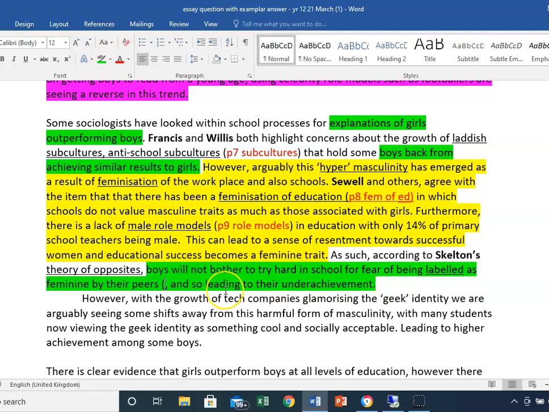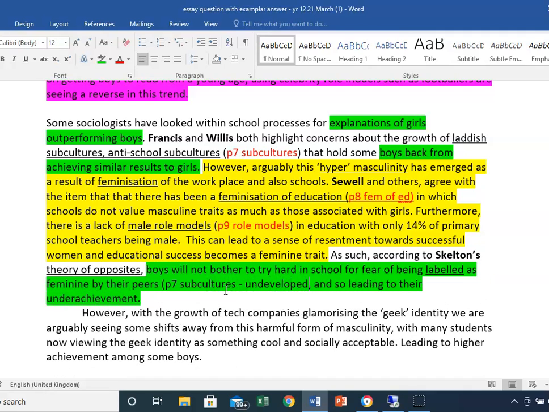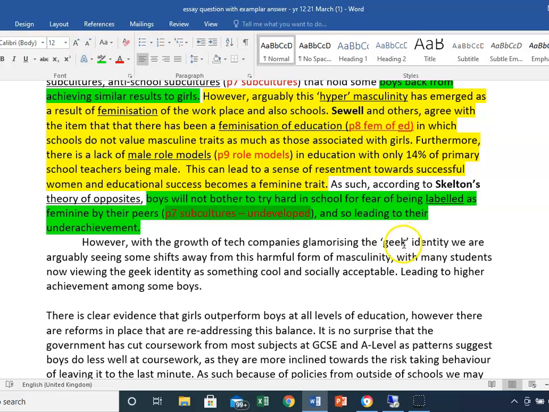Okay, so I'd say that's kind of sort of similar to the point 7 on subcultures. But I'd say it's undeveloped. The whole subcultures argument there is not as developed as I'd like it to be, honestly. But, you know, you only have a limited amount of time. However, with the growth of tech companies glamorizing the geek identity, we are arguably seeing some shifts away from this harmful form of masculinity. It's a concept.